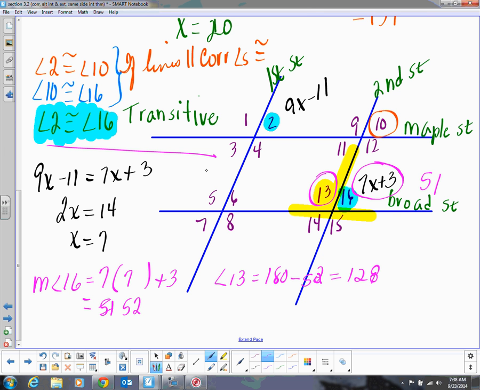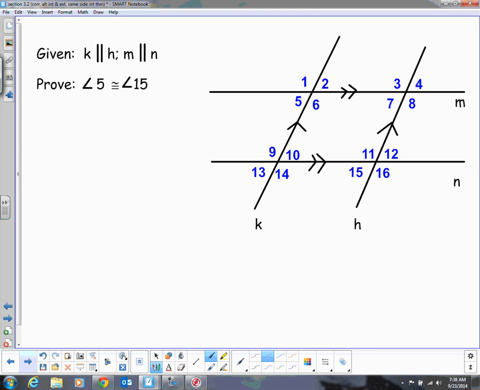Because 16 and 2 are congruent. That's why. So you were okay there. All right, so let's look at where we're going here. This is what we're going to do. It's going to look like this today.